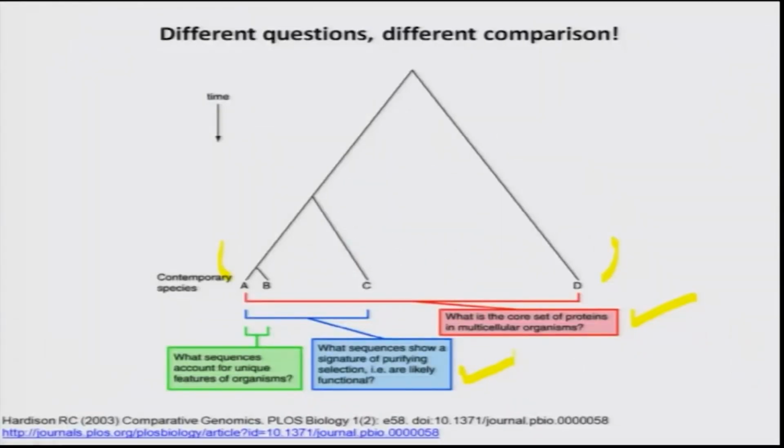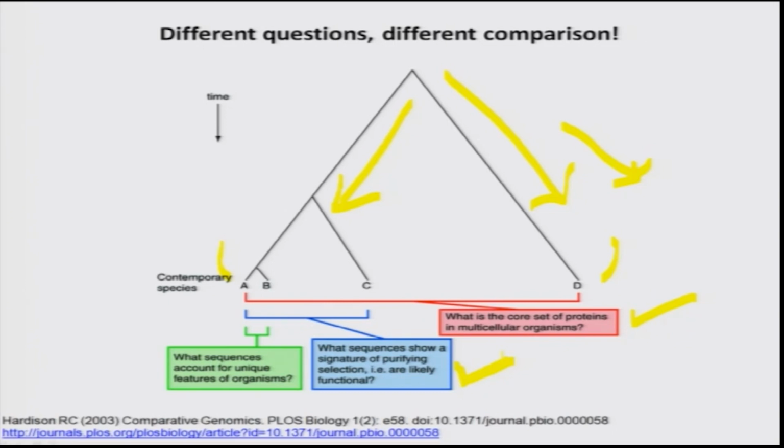It depends on what question you are asking. For example, what sequence shows a signature of purifying selection that is likely to be functional? Let us assume that this particular branch represents marine organisms and this particular branch represents terrestrial organisms. Obviously, the branch on the left represents certain changes that helped the terrestrial organism to survive on land, whereas here they have selected genes that help them live in water. So, this is what you can ask: what sequences show a signature of purifying selection, likely functional, and so on.